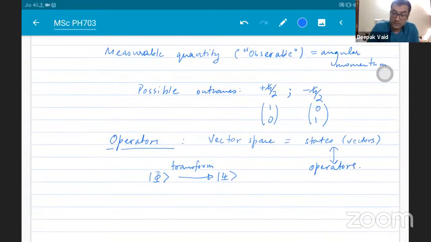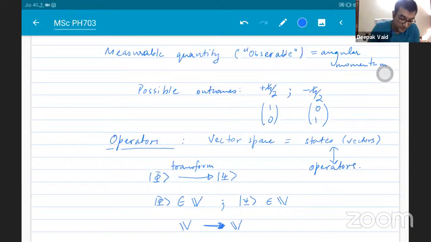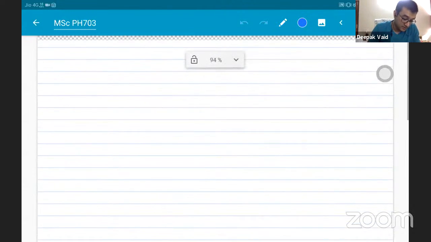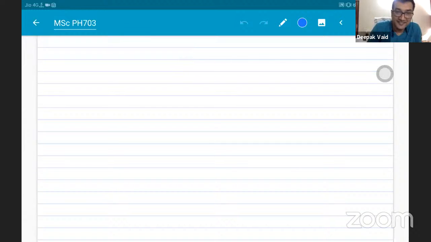So how should this transformation happen? Well, what is phi? Phi is an element of our Hilbert space, vector space. Psi is also a vector. So if I want to take one vector, an element of V, into another element of V, right? What is the simplest way in which I can do that? Anybody? How do I take one vector into another vector?